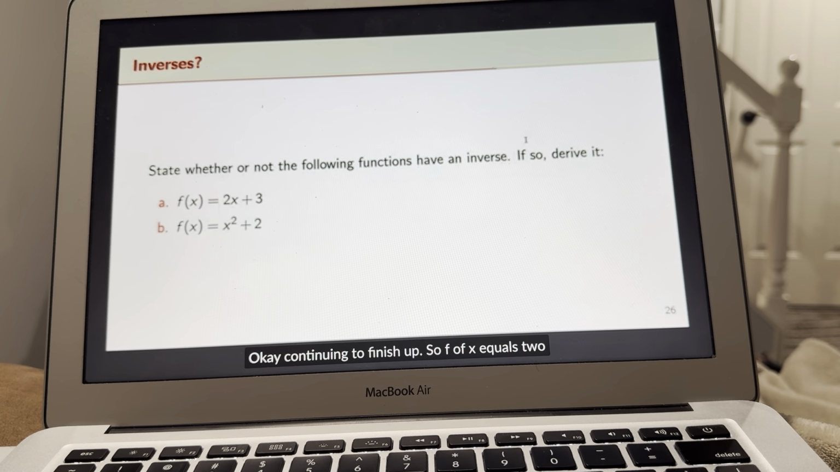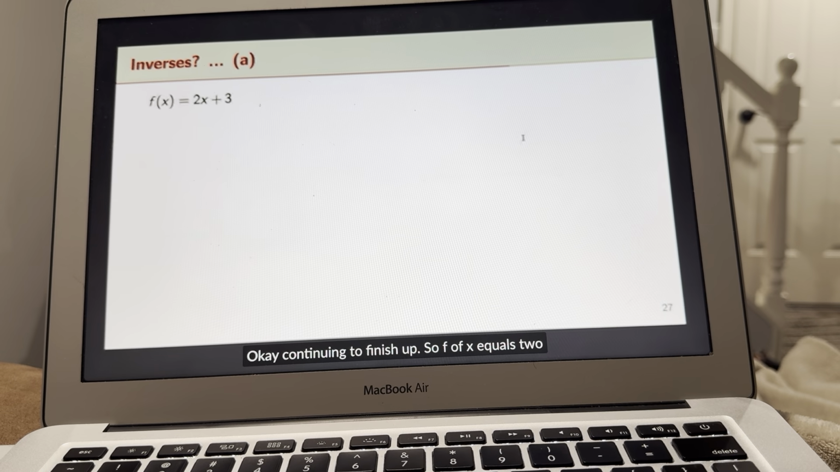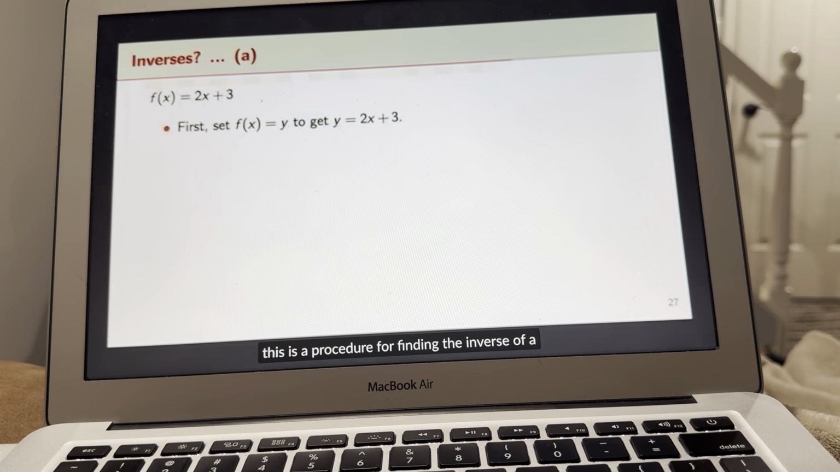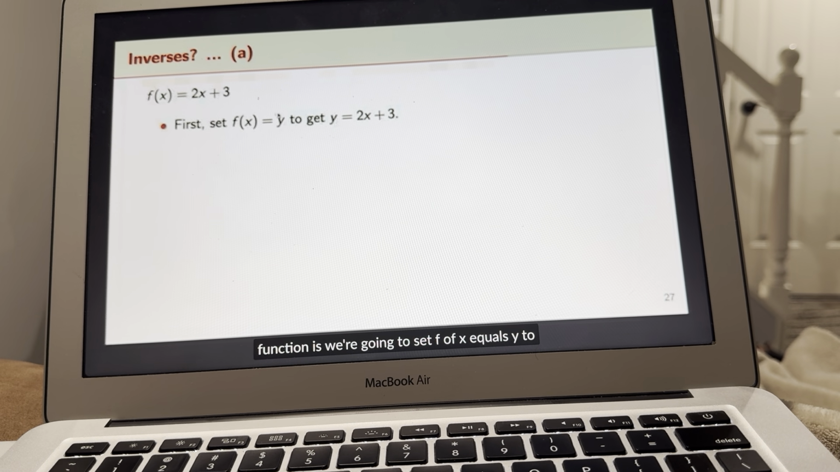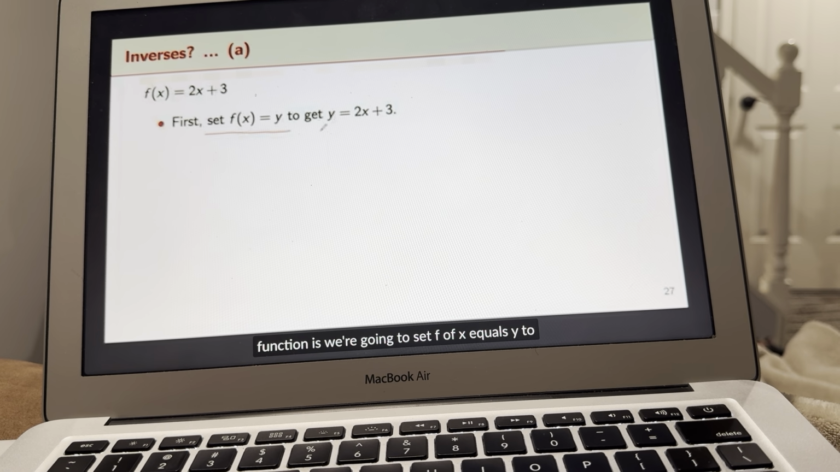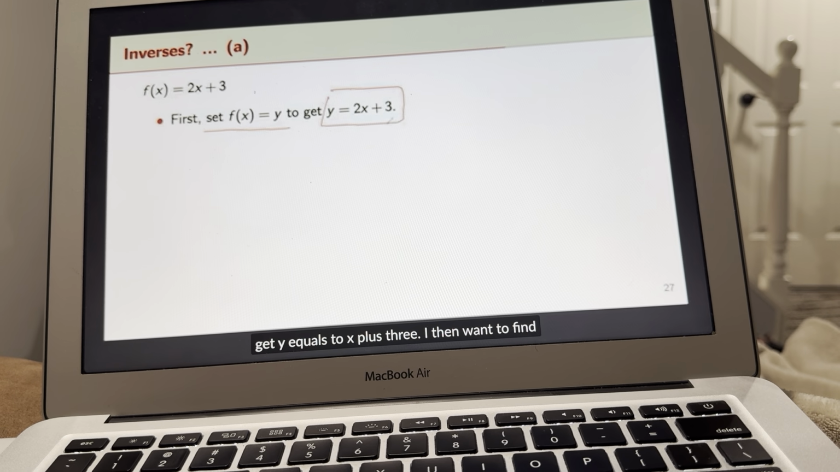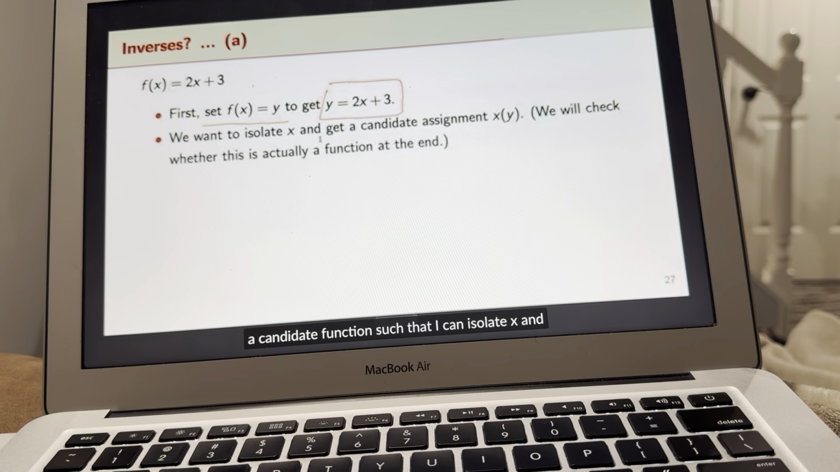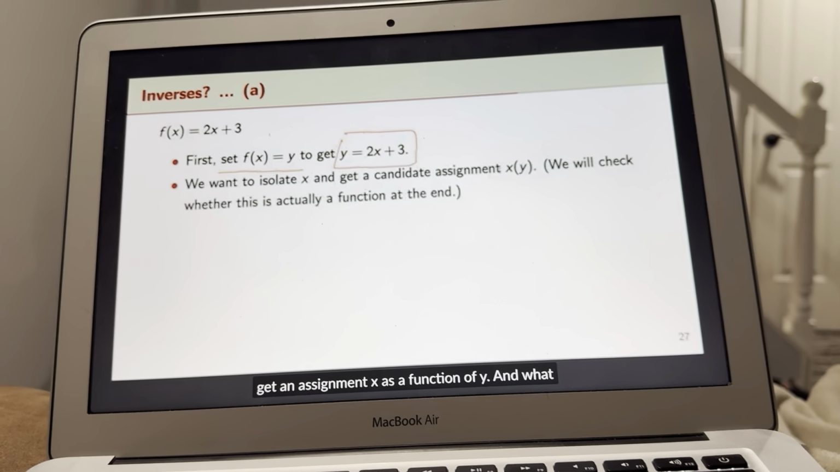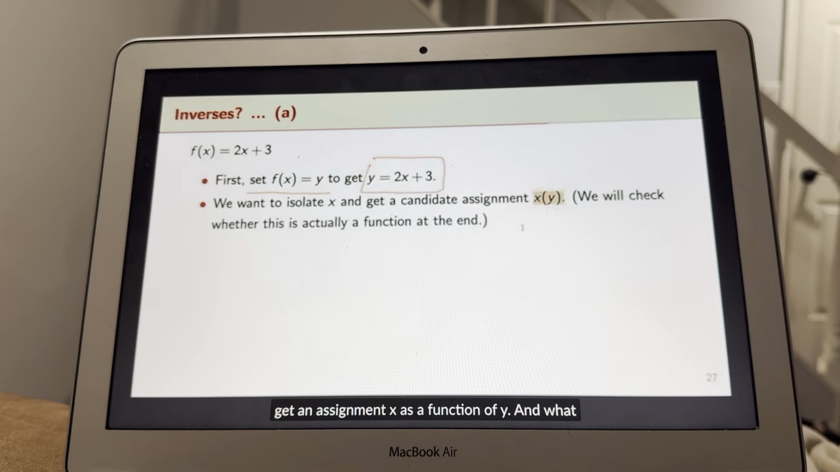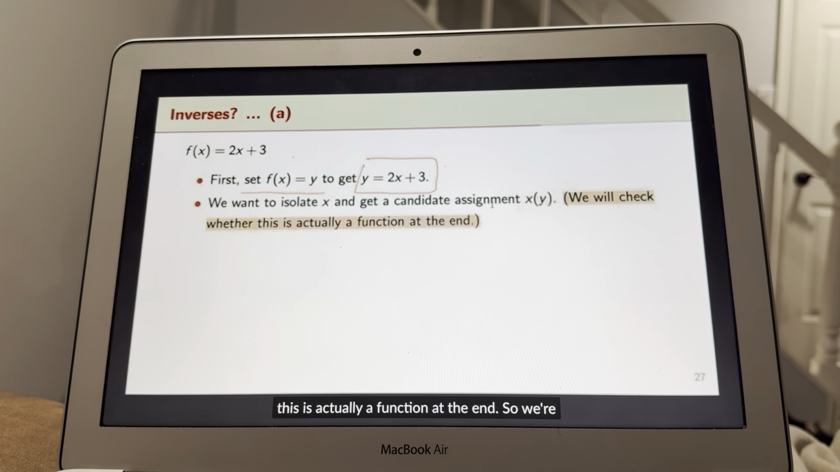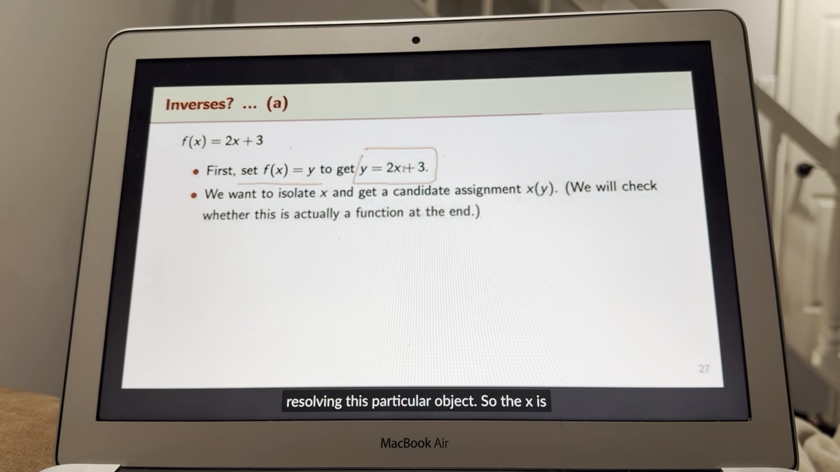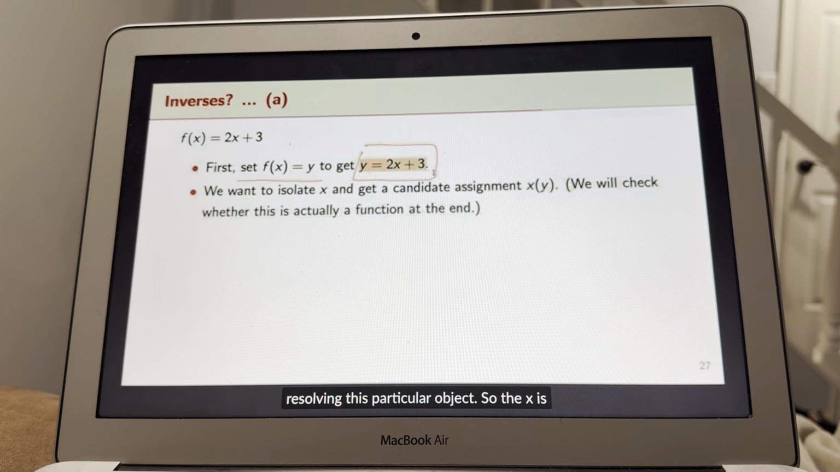Okay, continuing to finish up. So f of x equals 2x plus 3. What I'm first going to do, and this is a procedure for finding the inverse of a function, is set f of x equals y to get y equals 2x plus 3. I then want to find a candidate function such that I can isolate x and get an assignment x as a function of y. And we're then going to check if this is actually a function at the end. So we're going to find a candidate assignment by resolving this so that x is isolated on one side.